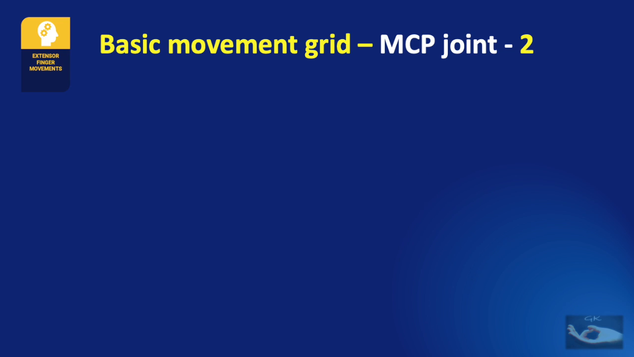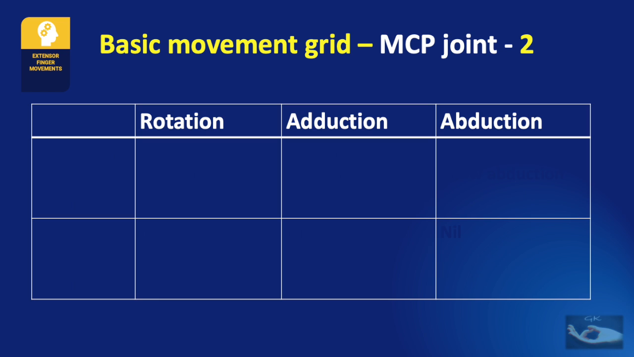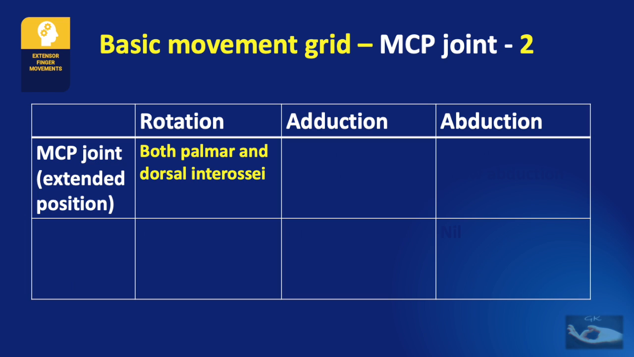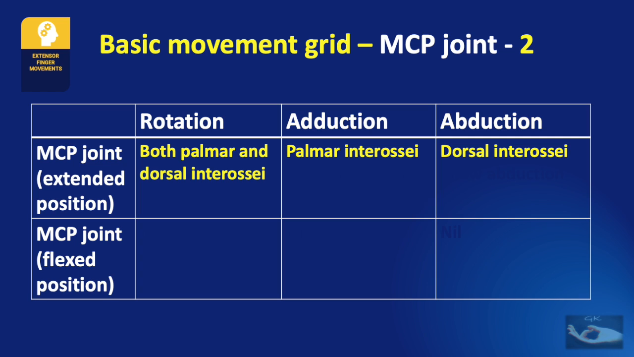Now we can consider the other movements occurring at the metacarpophalangeal joint, that is rotation, adduction and abduction. These occur mainly when the metacarpophalangeal joint is in an extended position. The rotation occurs by both the palmar and dorsal interossei acting alternatively. The adduction occurs mainly by the palmar interossei and the abduction occurs by the dorsal interossei. When the metacarpophalangeal joint is in a flexed position, there is no rotation or adduction or abduction.